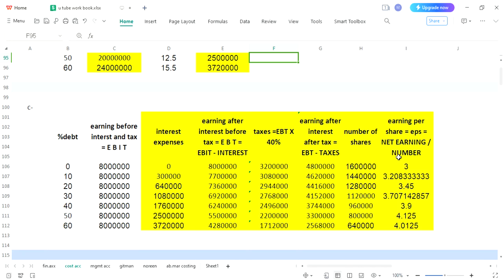So this earning per share is important, with which you can make your recommendation. Here earning per share goes 3, 3.2, 3.45, 3.7, 3.9, 4.125, 4.0125. Just look over here. At this stage, your EPS has dropped, from 4.12 to 4.0. So the optimized stage is this, at 50% debt. At 50%, you can get your maximum EPS. Just note it down.